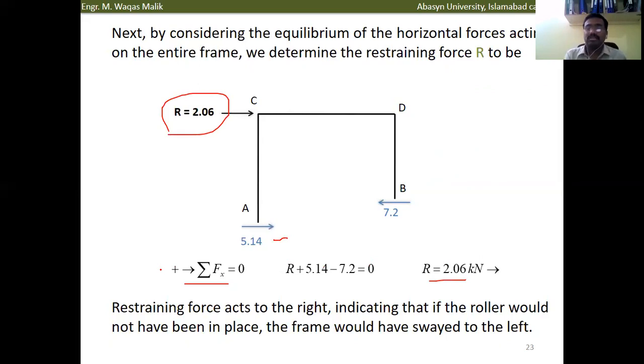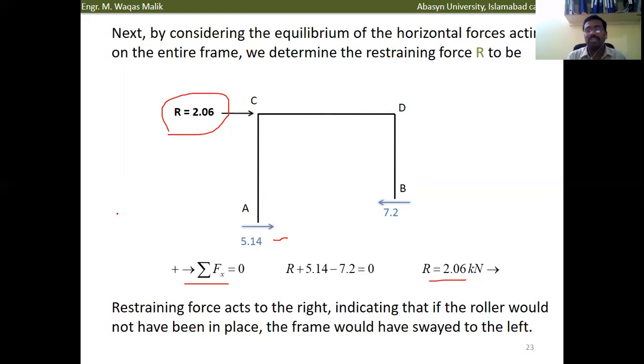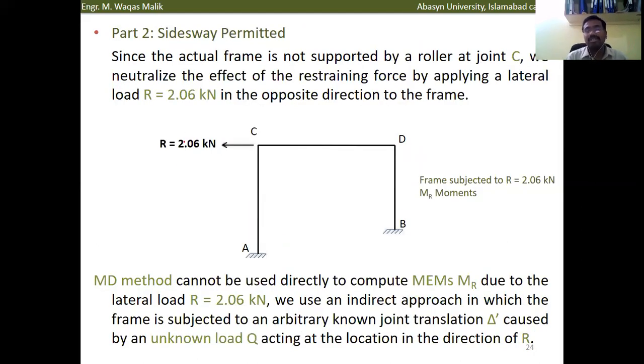Now we have to apply this restraining force, or the reaction R, in the opposite direction in the second part, in which we permit or allow the side sway. So this resultant force R will be applied in the opposite direction to the reaction which we obtained. If our reaction is towards the positive x-axis, the applied load will be in the negative x-axis.